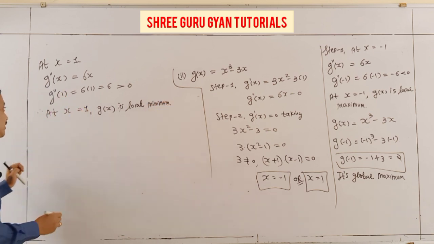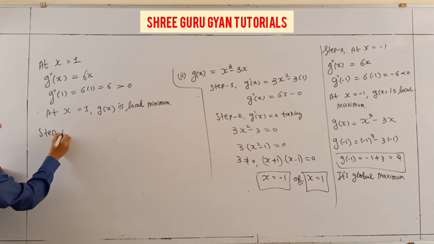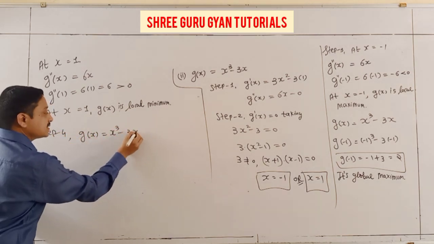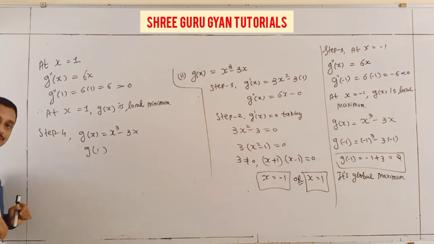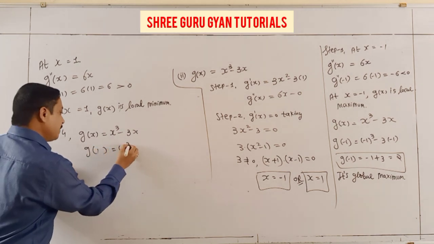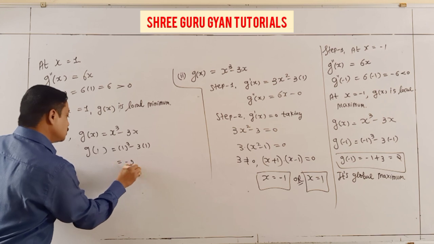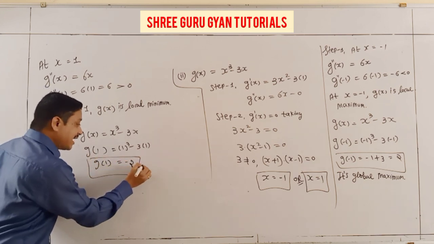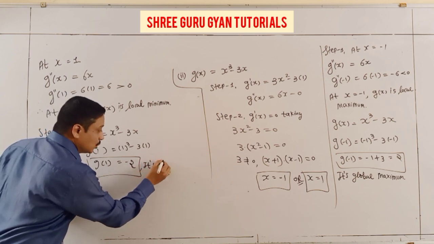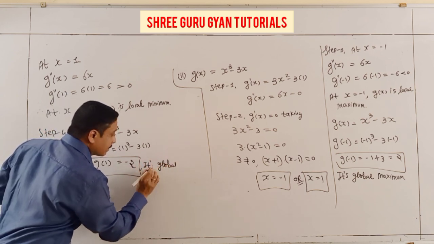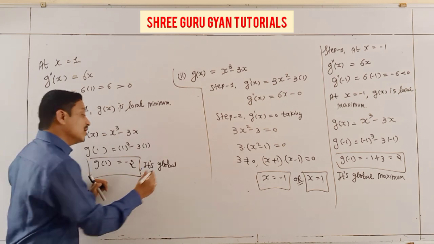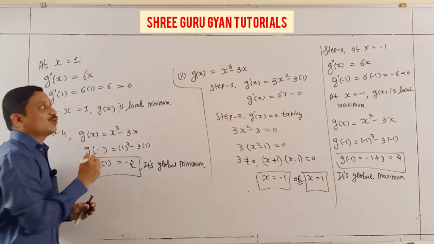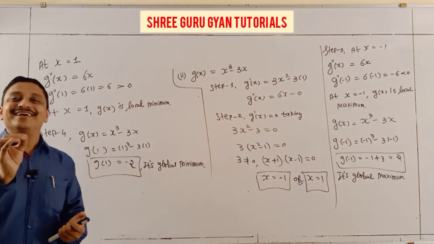And the value, step forward: g(x), x cube minus 3x. Students, apply 1 here and you can calculate happily. Your answer is minus 2, and that is global. Our answer is minimum. And here, students, my question number 2 is done.